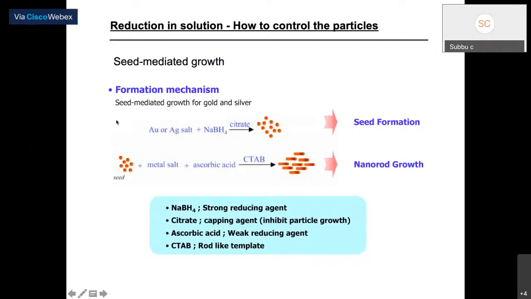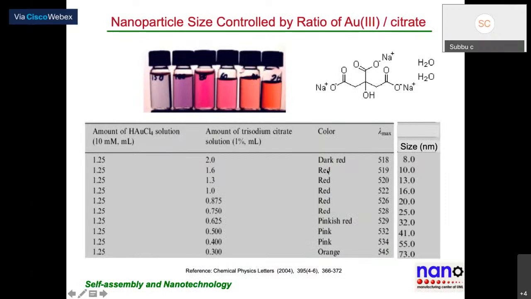For that to happen, you need to follow something called a polyol method. That basically mostly goes with some kind of capping agent. In most places people use citrate as a capping agent for gold, or even CTAB is a capping agent. If you use citrate as a capping agent, you form one kind of thing. If you use CTAB as a capping agent, you form rod-like morphology. That means the morphology also goes in a different way.